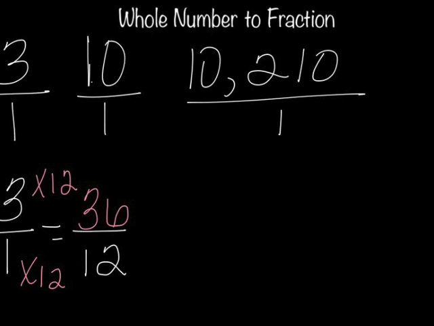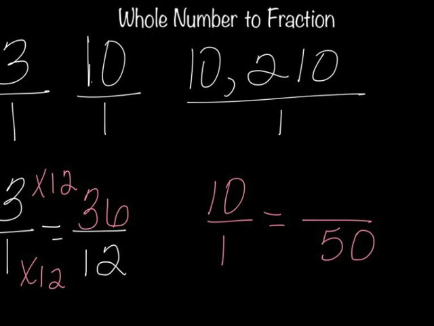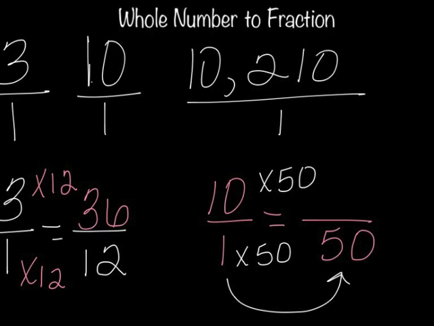Say that we wanted to do the same thing to the 10. We have 10 over 1, and we want to change it to a denominator of, say, 50. What we're going to do now is multiply the denominator by 50, because we're looking to see what we have to do to this 1 to get to 50, and we have to multiply times 50. We're going to do the same thing to the 10. So now it's going to be 10 times 50, and that gives us 500.